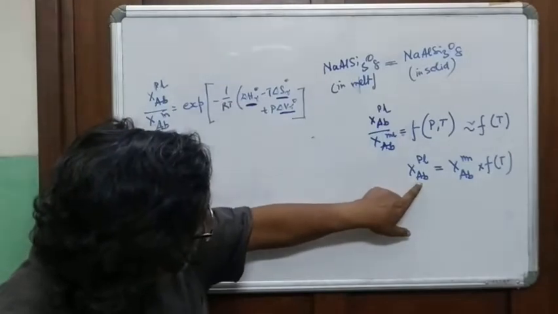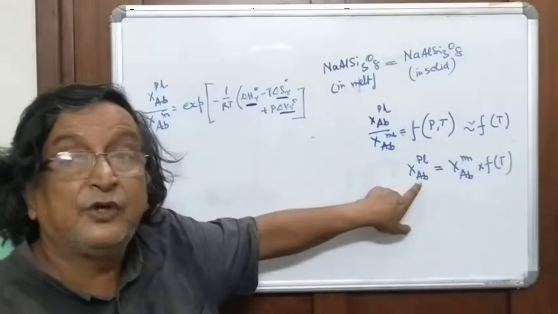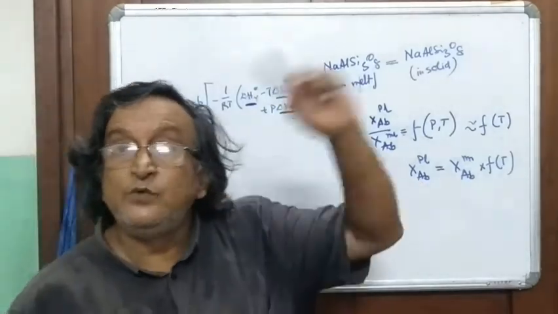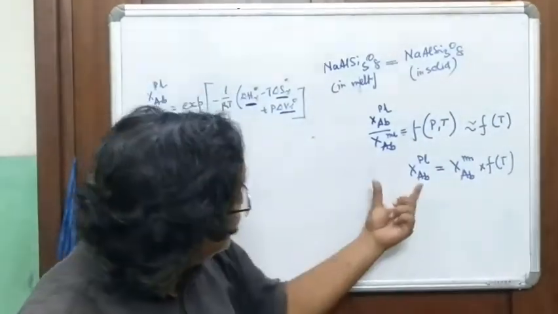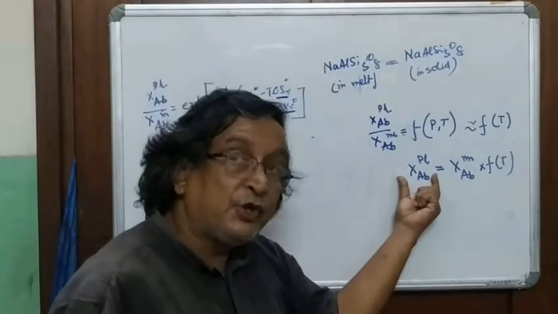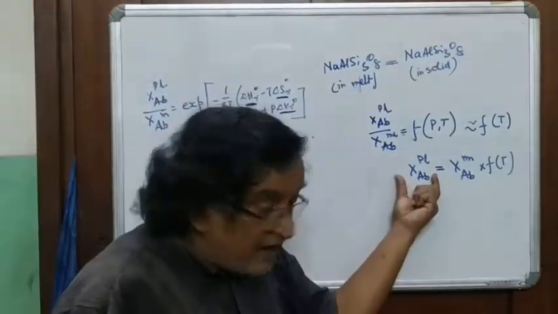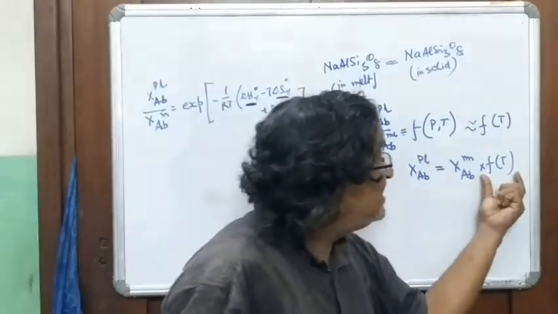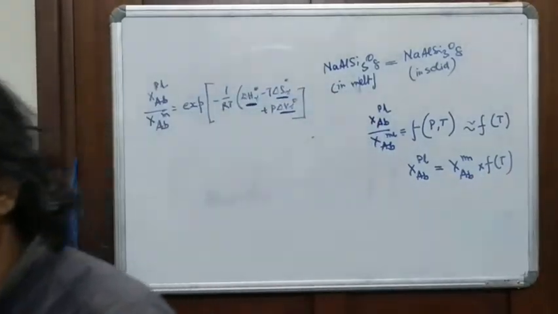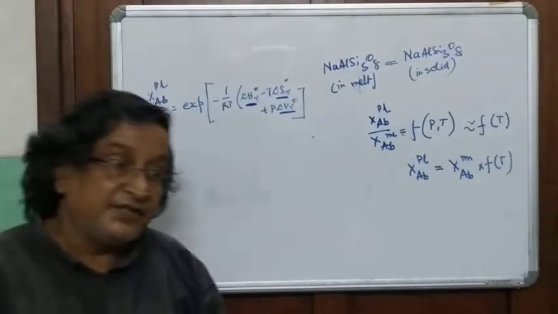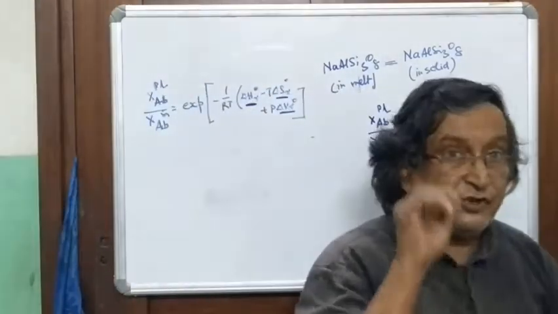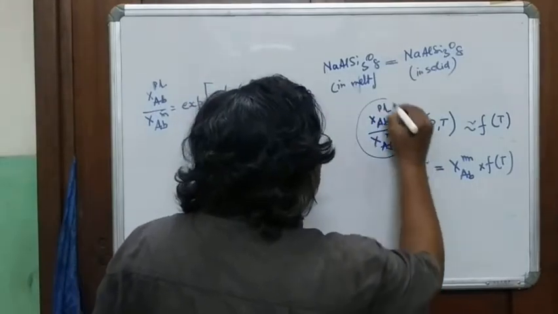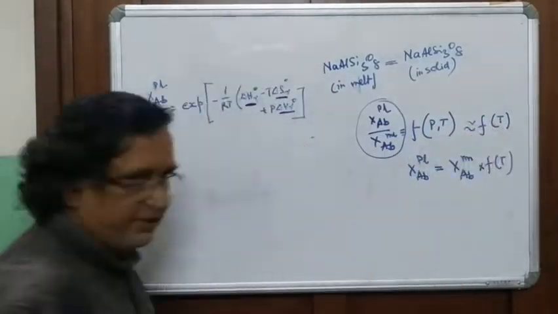The composition of the plagioclase, X albite in plagioclase, means anorthite is 1 minus X albite. So the composition of the plagioclase is a function of the composition of the melt as well as the temperature. Remember this, as well as the temperature. And this ratio is a function of temperature.